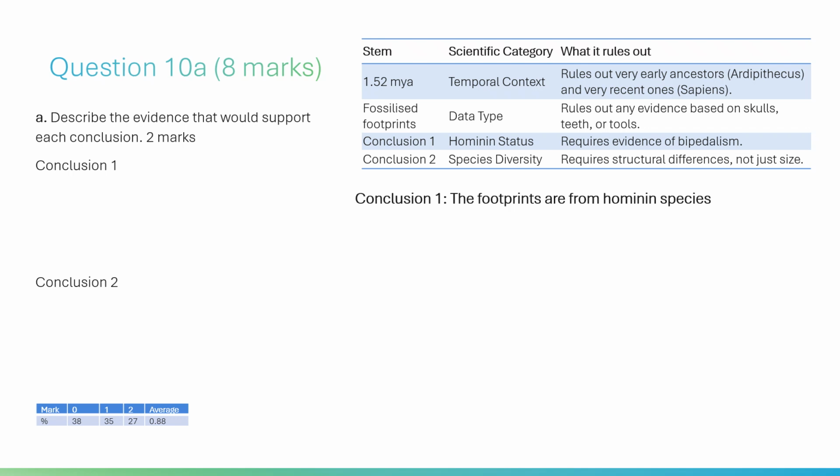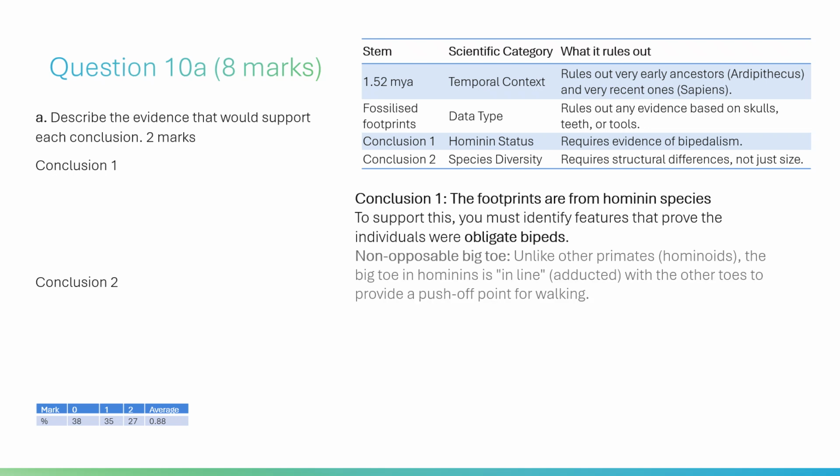Conclusion 1. The footprints are from hominin species. To support this, you must identify features that prove the individuals were obligate bipeds. Non-opposable big toe. Unlike other primates, hominoids, the big toe in hominins is in line, adducted, with the other toes to provide a push-off point for walking.